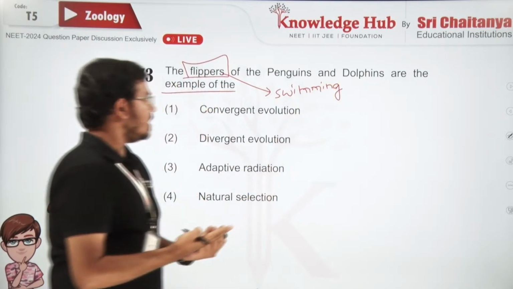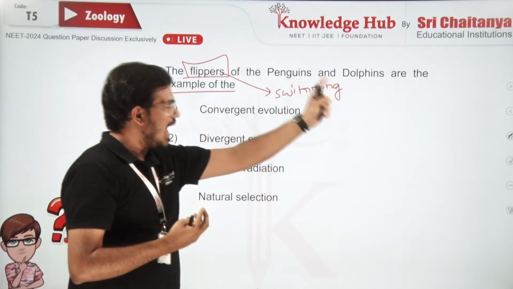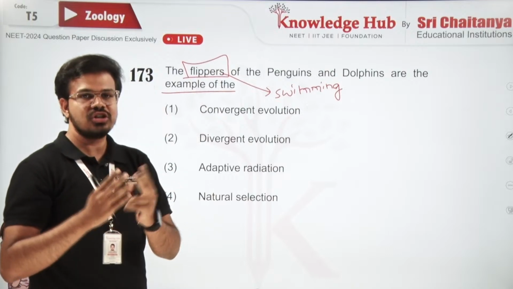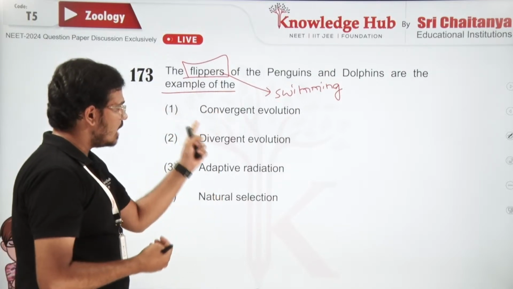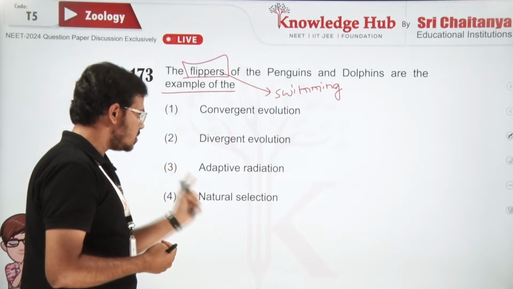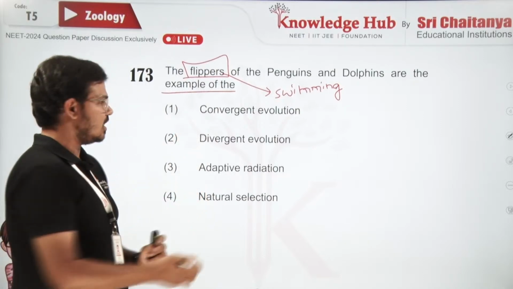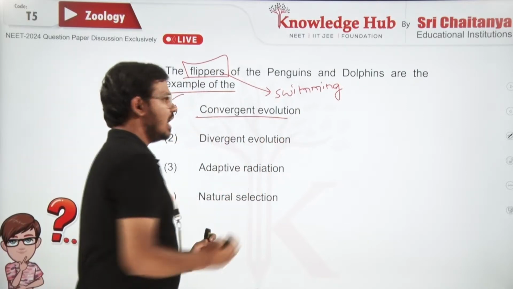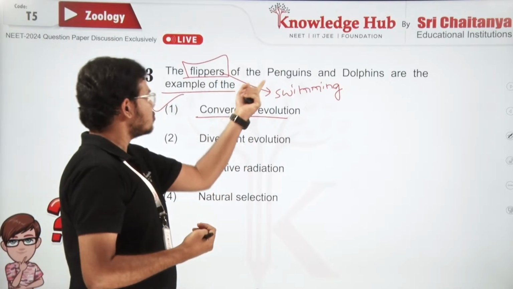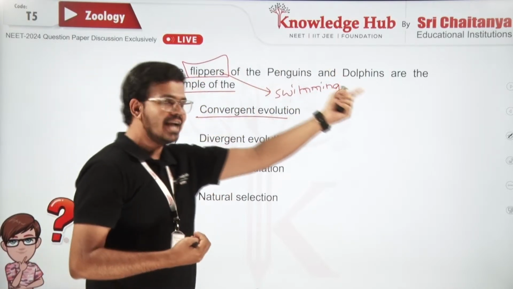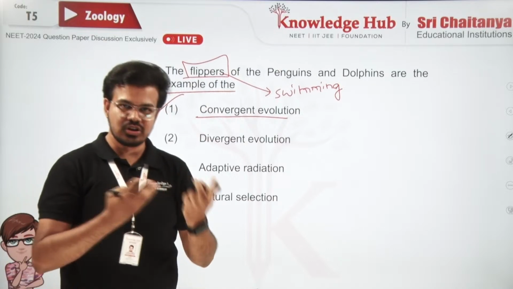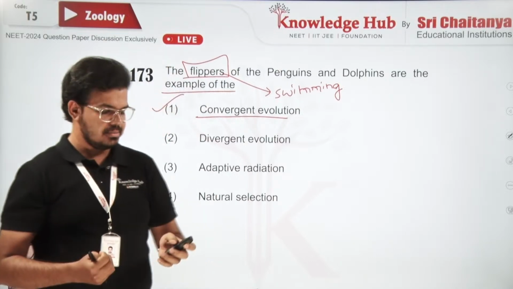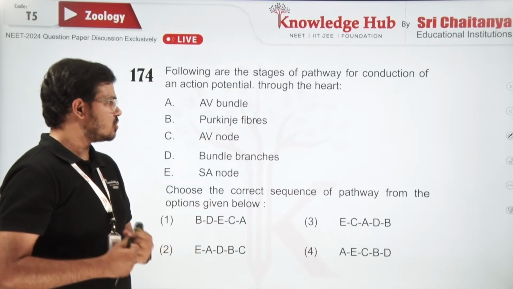So, functionally, the flippers of penguins and dolphins are similar, but structurally they are not same, right? So here if you see the 4 options: convergent evolution, divergent evolution, adaptive radiation and natural selection. Option 1, it is convergent evolution, because these structures, the flippers of penguins and dolphins, are the examples of analogous organs. They are structurally different but functionally similar. Moving on to the next question.